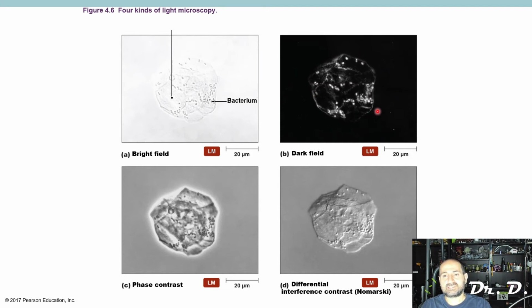And why did I get that? Well, because all of the light escaped the objective, except for the light that struck the specimen, which was refracted into the objective lens. Okay, does that make sense? You see how much better the contrast is with dark field?